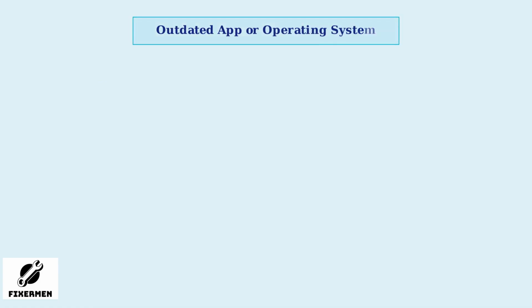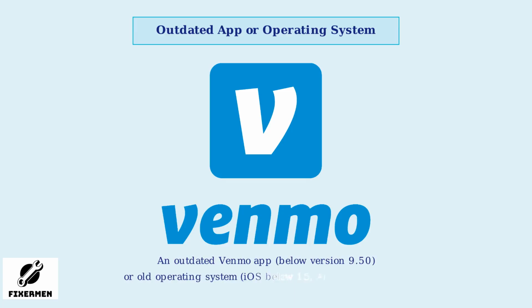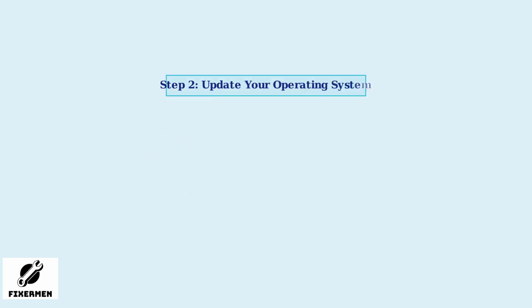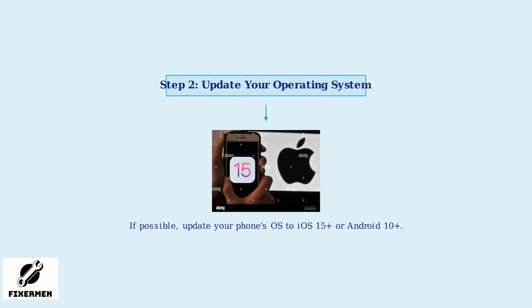An outdated Venmo app, specifically below version 9.50, or an old operating system like iOS below 15 or Android below 10, can cause authentication issues. To fix this, update your Venmo app through the App Store for iOS devices or the Google Play Store for Android devices. Also, update your phone's operating system if possible to ensure compatibility and security.